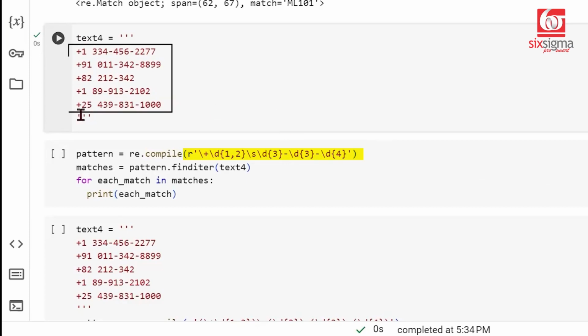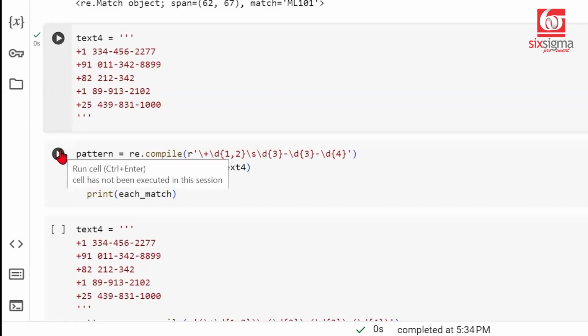And all these country codes, if you see, start with a plus, right? So we are saying a plus symbol followed by digits. It could be 1 or 2 digits, followed by a space character, which is backslash s, followed by 3 digits, hyphen 3 digits, hyphen 4 digits. These are the patterns that we are looking for. So we are looking for a plus symbol followed by 1 or 2 digits, with a space, then 3 digits, hyphen 3 digits, hyphen 4 digits. Some of these patterns comply to this format and some of these not. Let's see if we are able to filter the valid phone numbers.